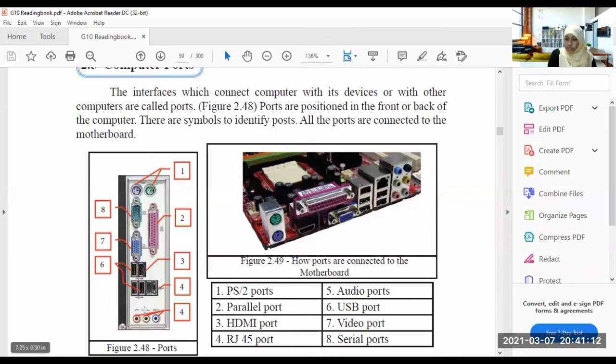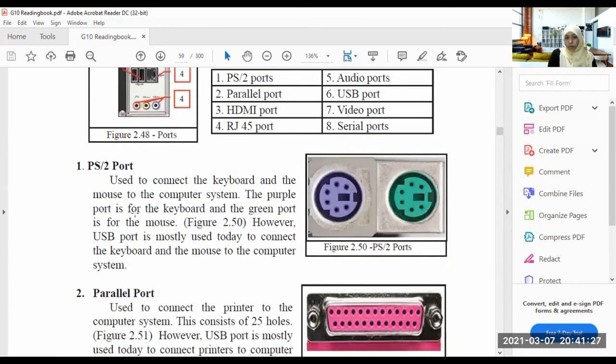And the fifth one is the sound ports or the audio ports. Sixth one is the USB port, and you know the USB port. This one is the video port here, and this one is the serial port. Now let's see one by one.